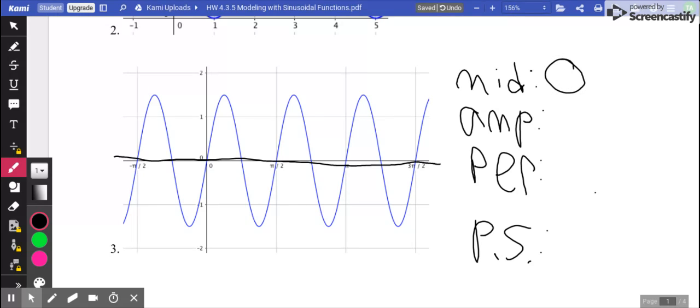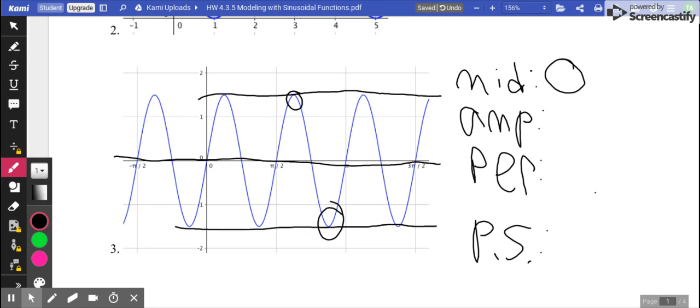The amplitude is how far the minimum and maximum points are from the midline. So if we look, we can see this is right at about 1.5. Same here on the bottom for the minimum points, about negative 1.5. Flawless. Okay.